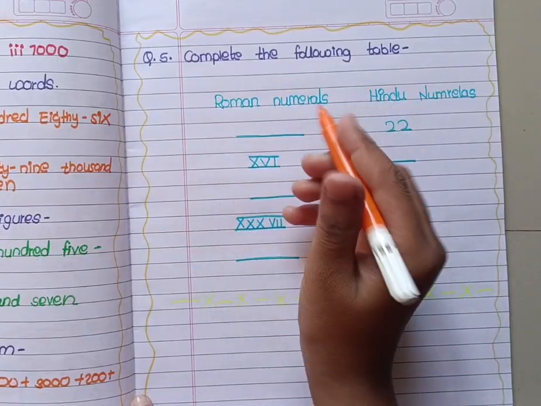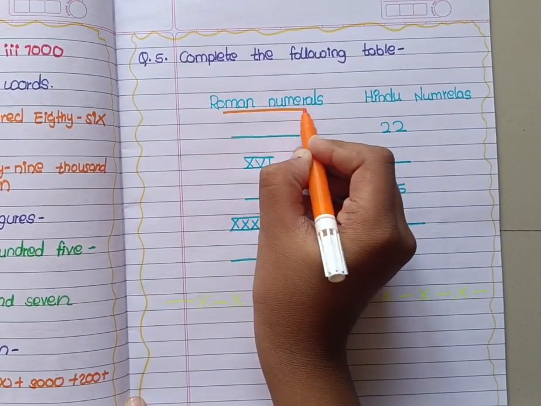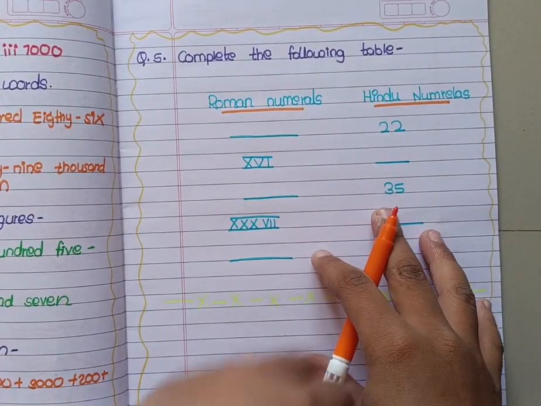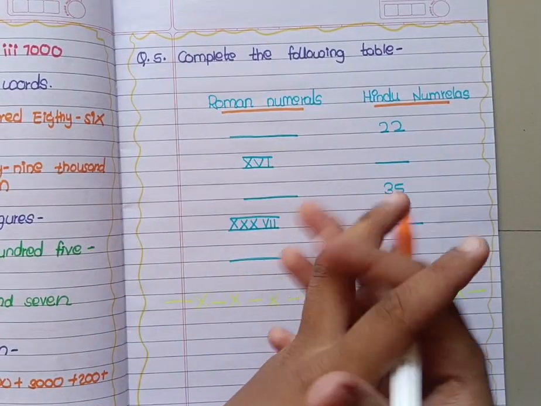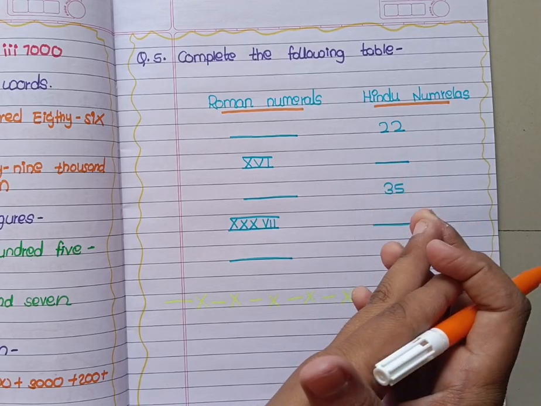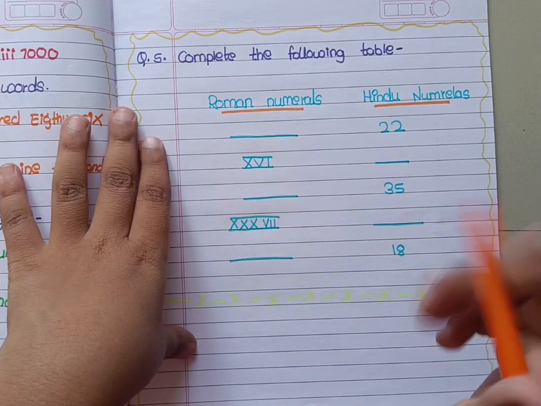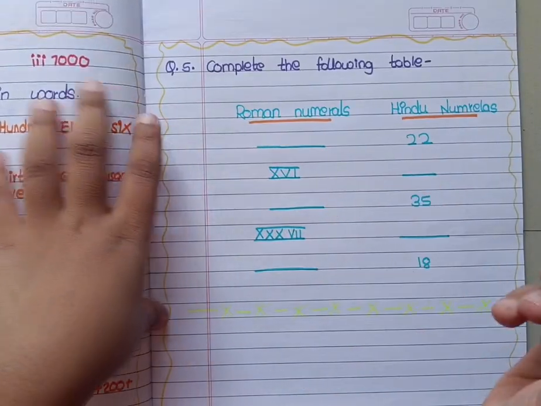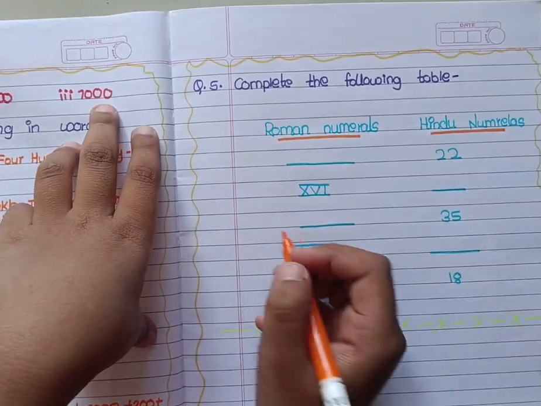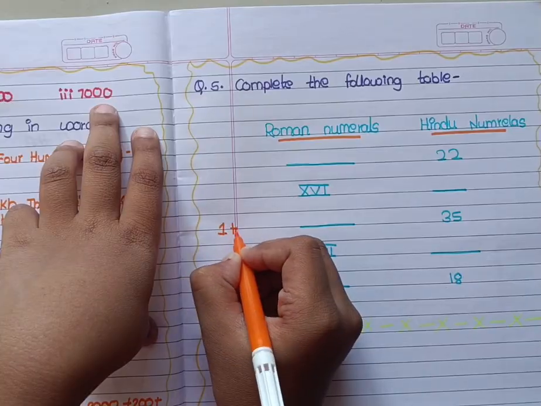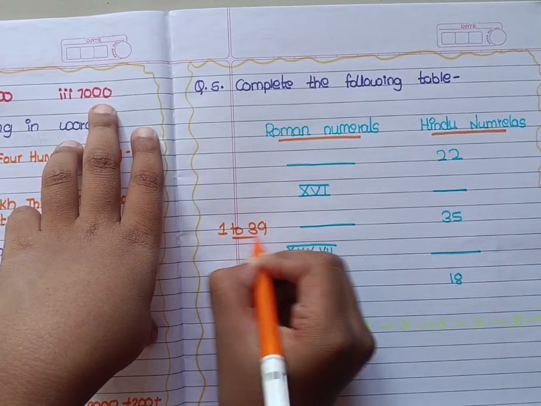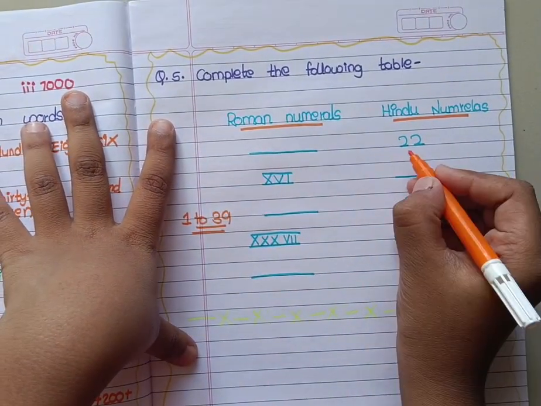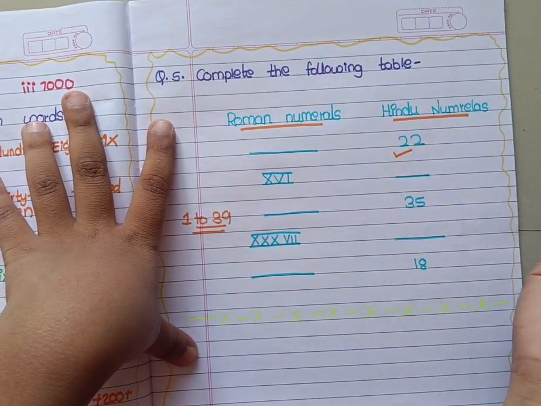So what is it saying here? This is Roman numbers and Hindu Arabic numbers. From your grade 3 only they are teaching you the Roman numbers. So how do we have to write Roman numbers? Let's see. From 1 to 39, all of the Roman numbers you have to learn. It's very important to learn these 1 to 39 Roman numbers. Now how can we write? The first number is 22. So how are we going to write 22?